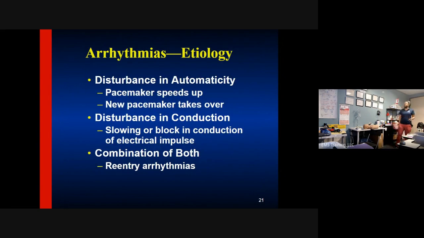So our arrhythmias have certain etiologies. We could have a disturbance in automaticity where the pacemaker speeds up and a new pacemaker may take over at a higher or lower rate. Remember, we have your SA node that fires at a rate of 60 to 100 beats per minute. If that node speeds up or fails to take over, your AV node will be next in line to take over for that rhythm.